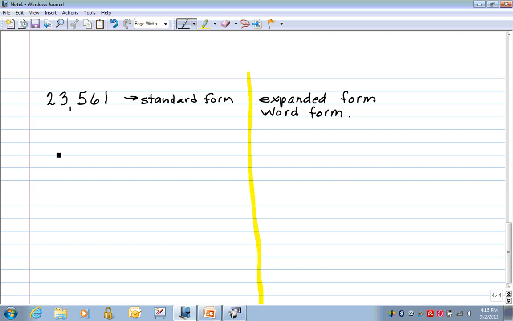And then at the bottom, I would like for you to compare that number 23,561 with 23,750 using your symbol greater than, less than, or equal to. So I'm going to write it like this for you. And you should write that and show me a symbol.